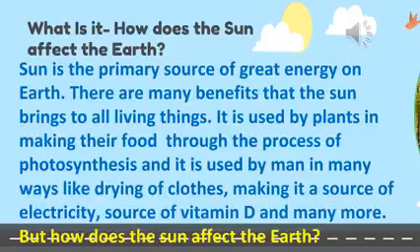What is it? How does the sun affect the earth? Sun is the primary source of great energy on earth. There are many benefits that the sun brings to all living things. It is used by plants in making their food through the process of photosynthesis, and it is used by man in many ways, like drying of clothes, making it a source of electricity, source of vitamin D, and many more. But how does the sun affect the earth?